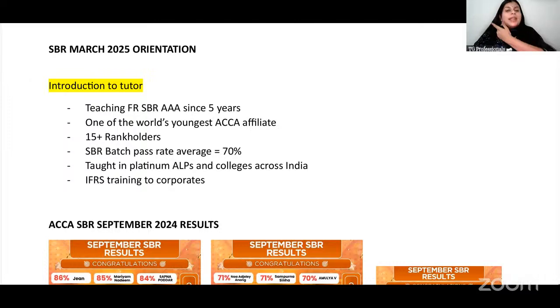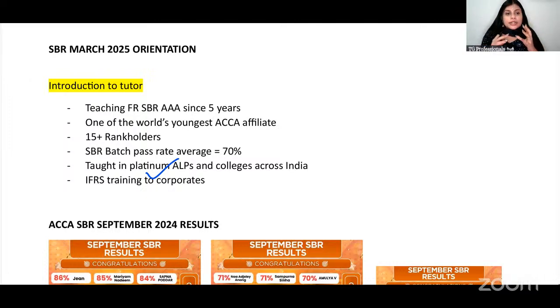My expertise is in IFRS. International Financial Reporting Standards is what I am specialized in, which is why I have also taught in Platinum approved learning providers and various colleges across India. I've also trained a few corporates in IFRS. You all know in corporate, even if you're working in the audit sector or the financial reporting sector, what is important for you is IFRS. Everything is just revolving around IFRS.